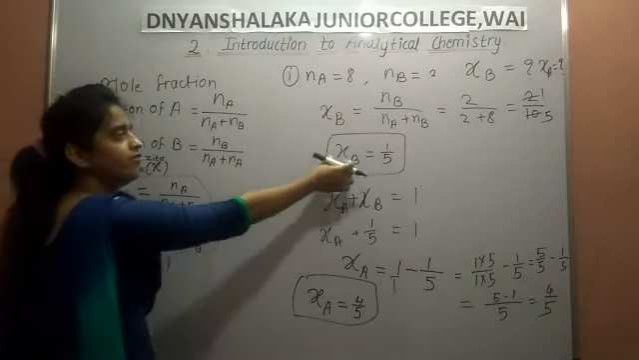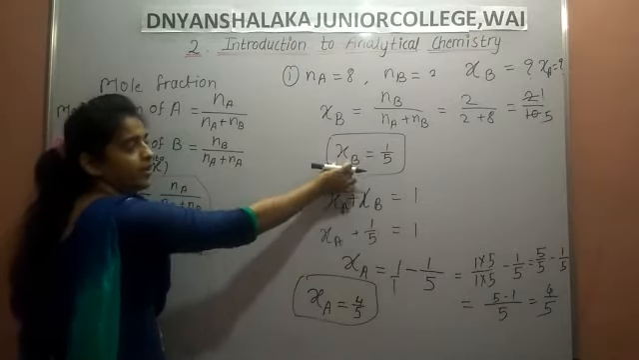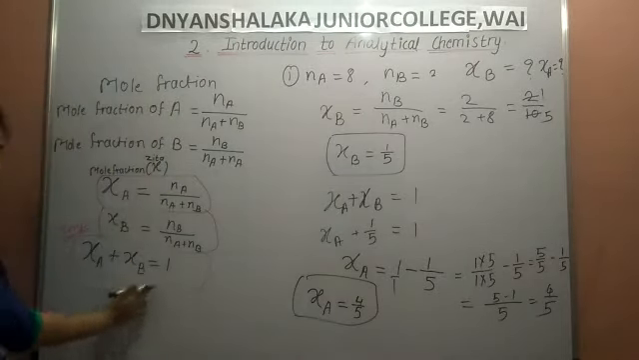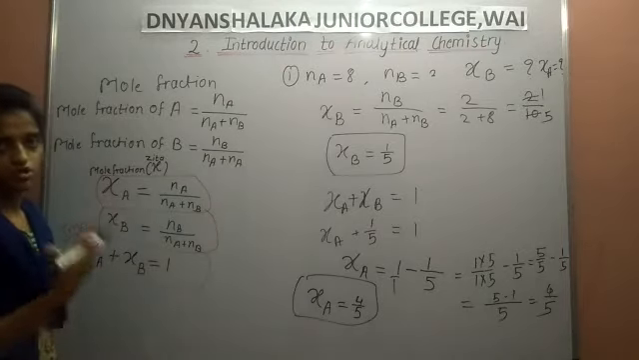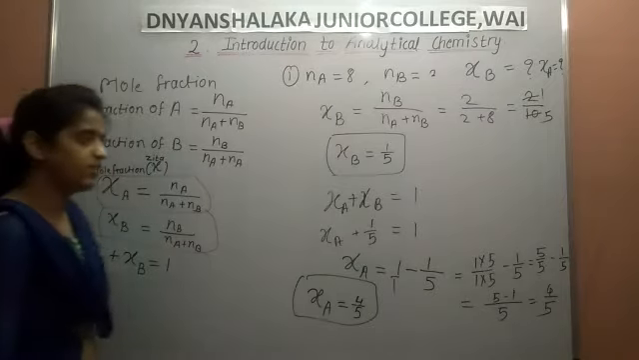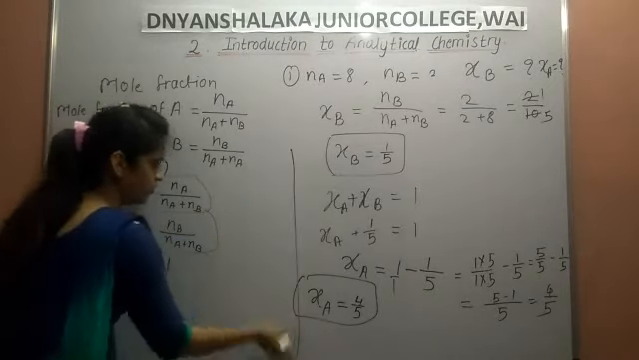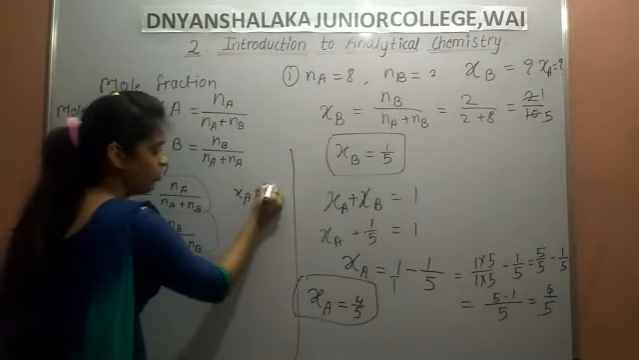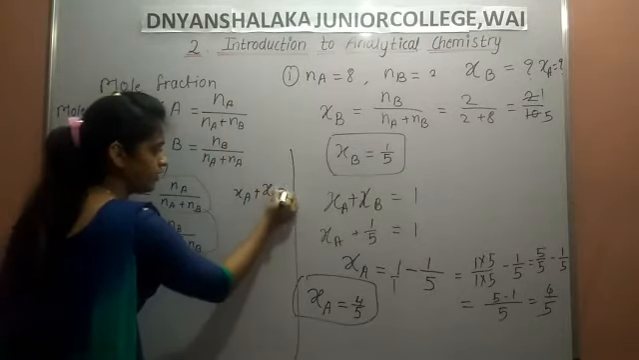Means using only one value, we calculate the mole fraction of one component. And next we use the third formula, we calculate the mole fraction of the other component. And we have to know XA plus XB is always equal to 1. So there, XA means mole fraction of A component and XB mole fraction of B component, the sum of which is equal to 1.